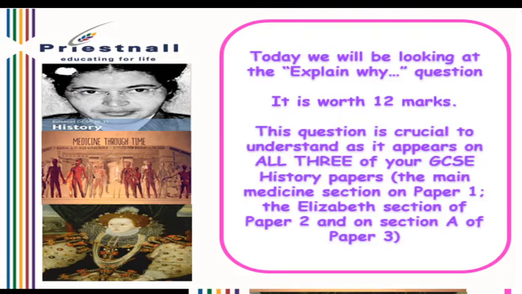So it appears on the main medicine section on paper one, so they could ask you about anything spanning from 1250 to the present day, so not the Western Front section, the main section. It appears on paper 2 on the Elizabethan England section, so it could be on anything on Elizabeth, and it also appears on section A of paper 3, the USA, so it could be on civil rights or Vietnam. Okay, so you could get this question on pretty much most of the content we will cover as part of your GCSE. So it's really important that you understand this question because it does have quite a lot of marks attached to it as well.